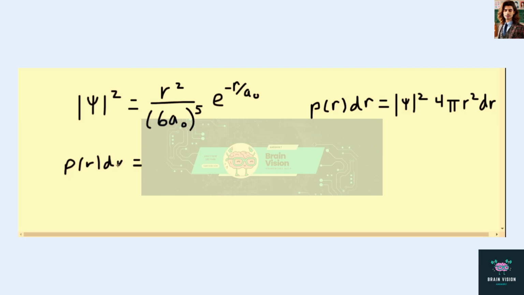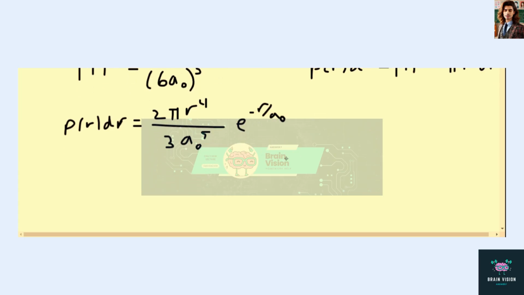So we have this being equal to 2 pi r to the fourth divided by 3 times a naught to the fifth. So all I did was replace that psi squared value with that in our equation, and then multiplied by e to the minus r over a naught. And the most likely to occur is when the derivative of the probability density, P of r, with respect to r, is equal to 0.